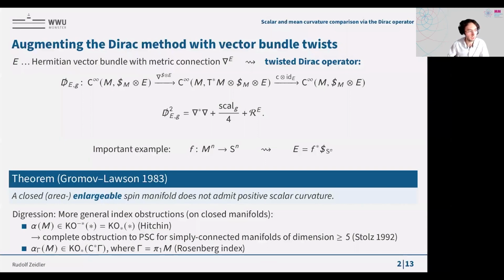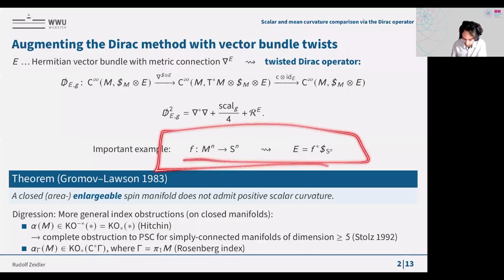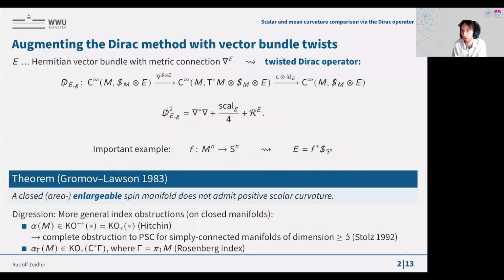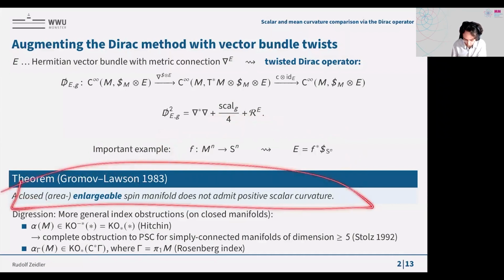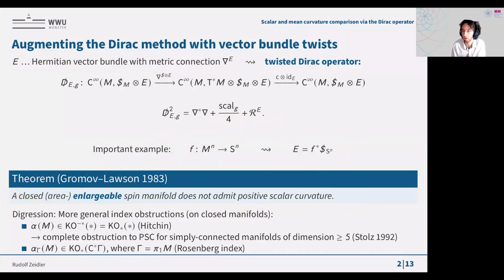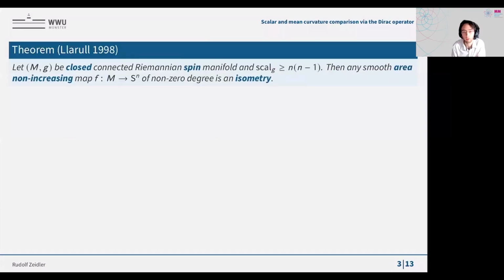So next, I want to focus a little bit more on this case. Here we have seen that if we make this curvature arbitrarily small, you can get some obstruction results. But using this idea, you can make this very precise and get a sharp result, which is due to Llarull. It says, if you have a closed spin manifold and the scalar curvature is bounded below by the scalar curvature of the sphere, and you're given an area non-increasing map to the sphere, and you want to compare the scalar curvature of M to the scalar curvature of Sn, like here. And if you have such a map and it has a non-zero mapping degree, then the theorem tells you that it already must be an isometry.